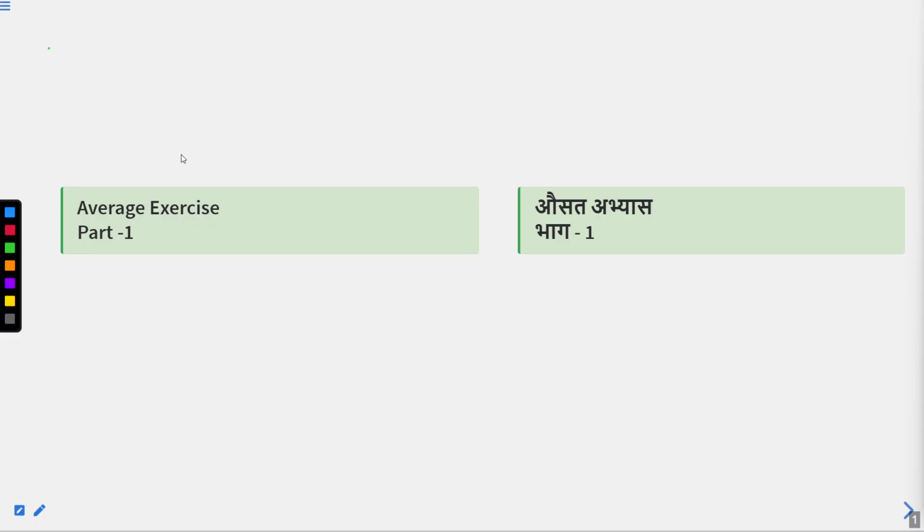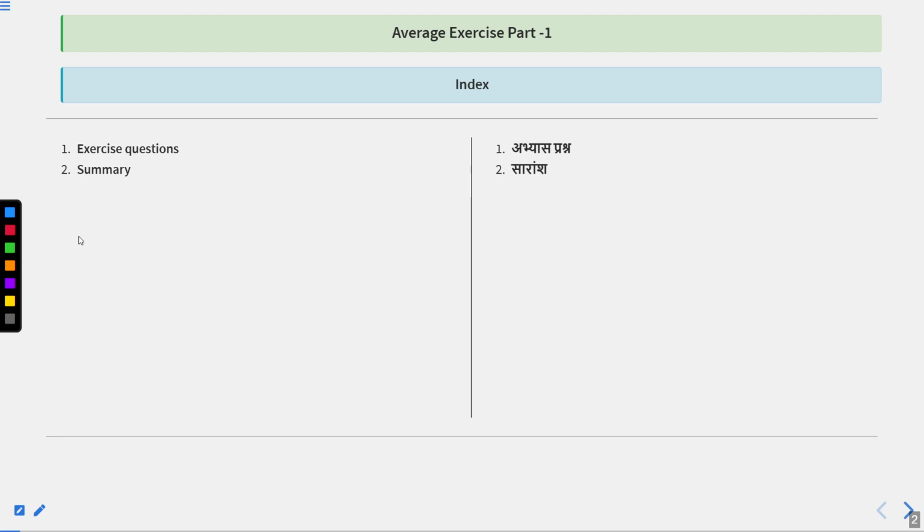Hello students, in today's class we are going to discuss Average Exercise Part 1. The index is exercise questions, and then we summarize our lecture.